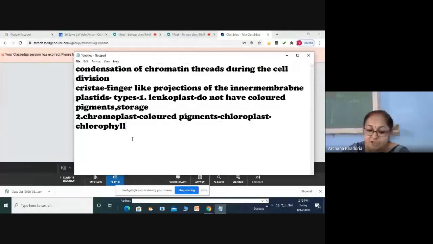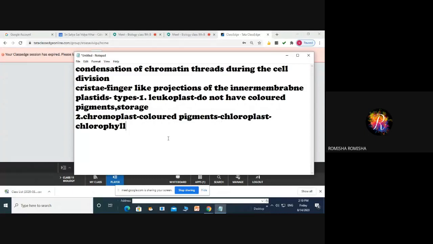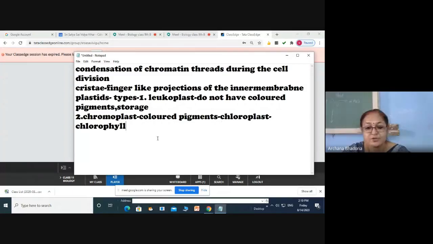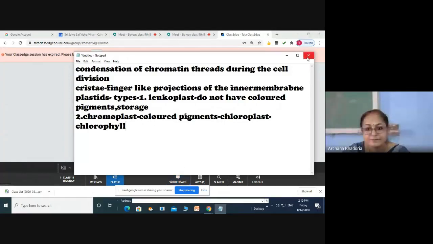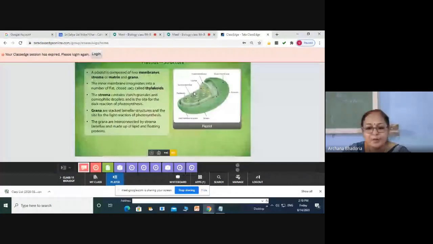So shall we move to the structure of the chloroplast? So we will study what now? The structure of chloroplast. Okay. So now I'll take up a little today. Now try to see this structure. This is the chloroplast. It is also bounded by two unit membranes.